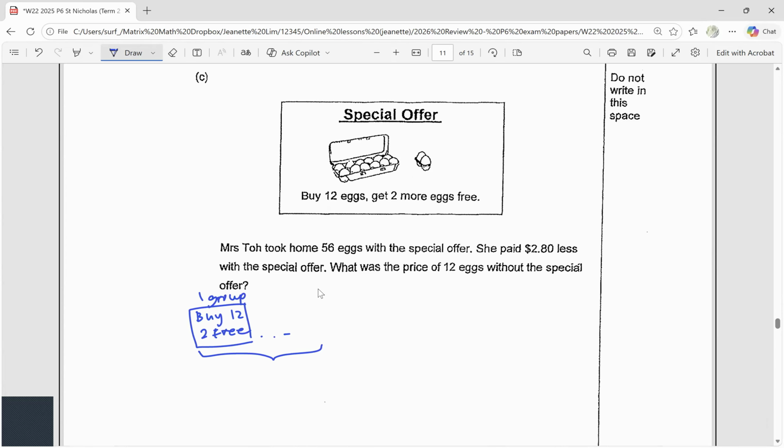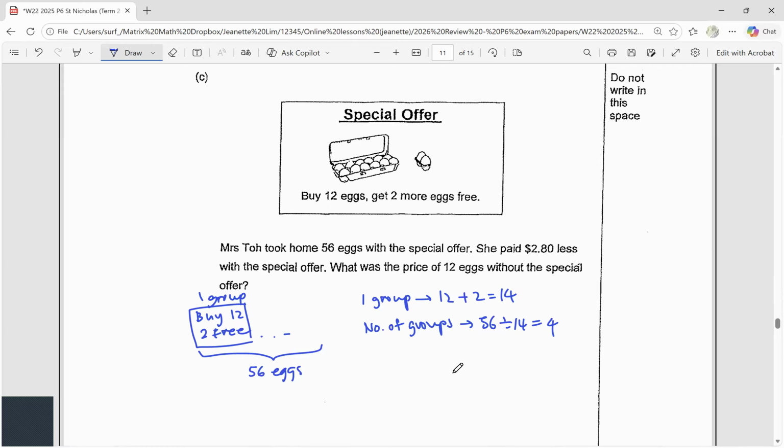Okay, the total number of eggs is 56 eggs. How many groups are there here? Okay, so if you have 56 eggs as the total, you should divide by the number of eggs in one group. So in one group, I have 12 plus 2. Okay, it's not just 12, it's 12 plus 2. Then the number of groups would be 56 divided by 14, which will give us 4. So 4 times of this is what we have.